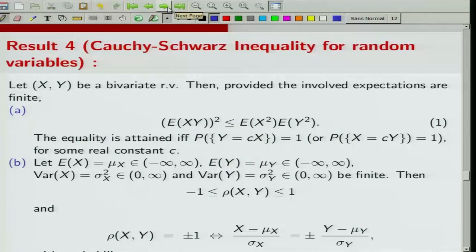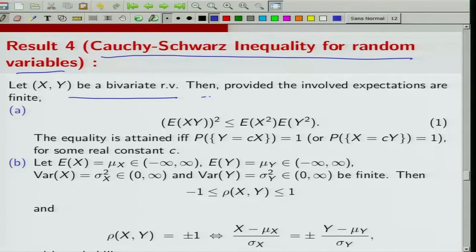Now, let us do one of the very nice inequalities in statistics, which is called the Cauchy-Schwarz inequality. You have an analogous mathematical inequality, which is the Cauchy-Schwarz inequality, and there is a relationship between the two inequalities. So, let (X, Y) be a bivariate random vector, then provided the involved expectations are finite, the expected value of XY whole square is less than or equal to the expected value of X square into the expected value of Y square.